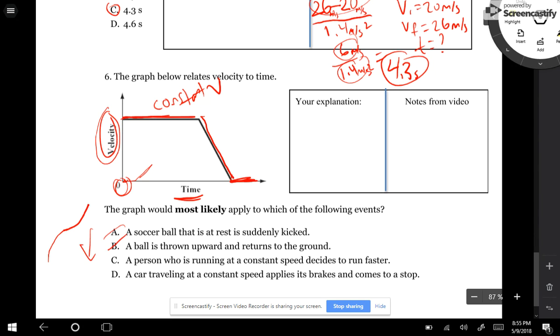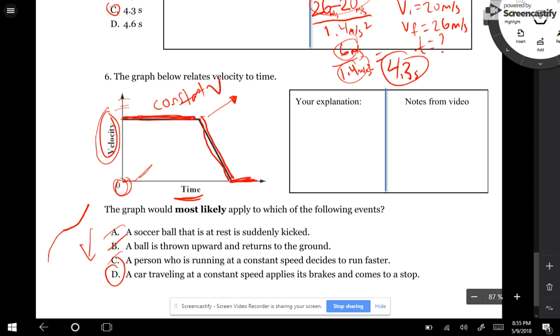So no. A person running at constant speed decides to run faster. Okay, well, we got the constant speed right, but running faster, the graph would have to go up. The velocity would increase. So no way. So, constant speed and then applies brakes and comes to a stop. Oh, yeah. So we have constant speed. Brakes means decelerating, speed going down or velocity going down.